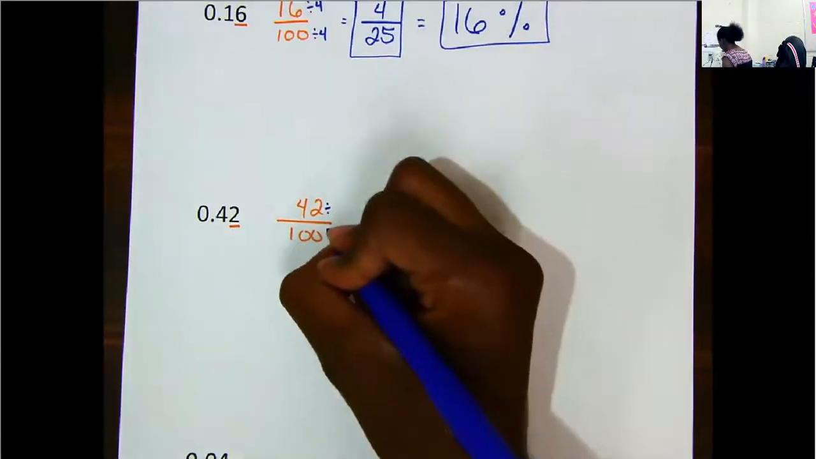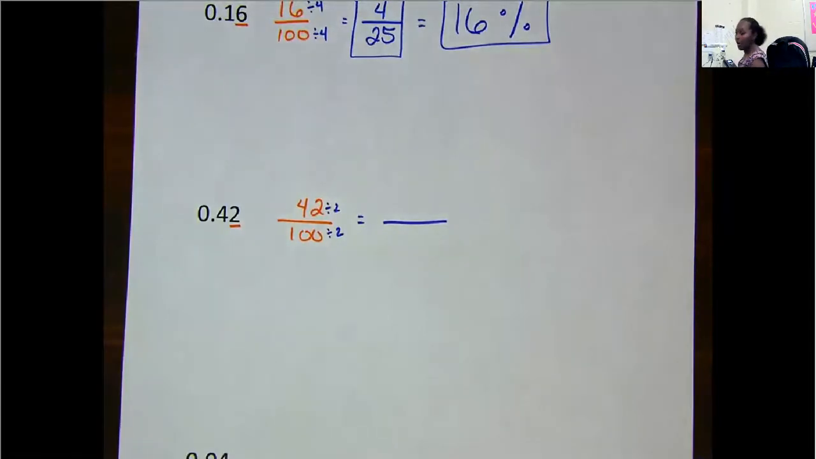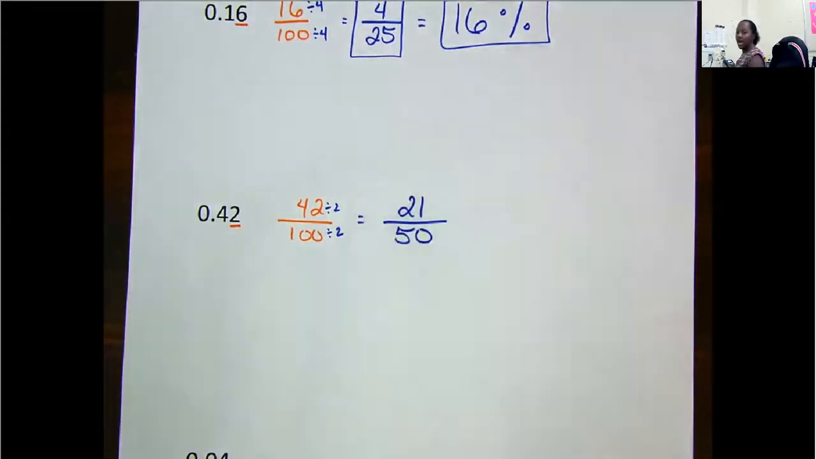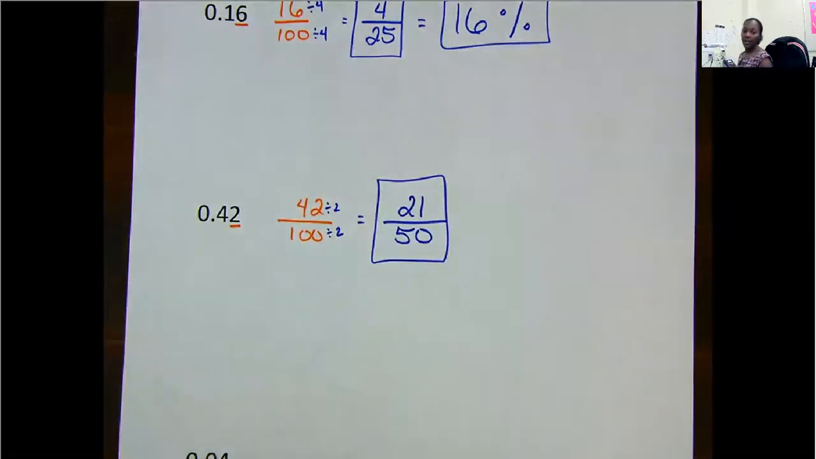Divide by 2 on both the top and the bottom. I know that half of 42 is 21. I know that half of 100 is 50. Okay, I have 21 over 50. I'm thinking in my head what multiples of 21. I have 3, but 3 won't go into 50. I have 7, but 7 won't go into 50. So there is not a number that both of these numbers share that I can use to divide both of them equally by. So we're going to call that done. 21 50ths is our simplified fraction.